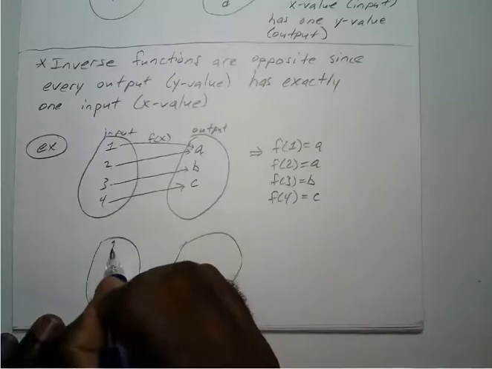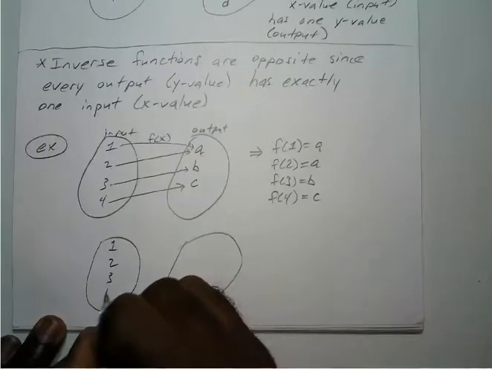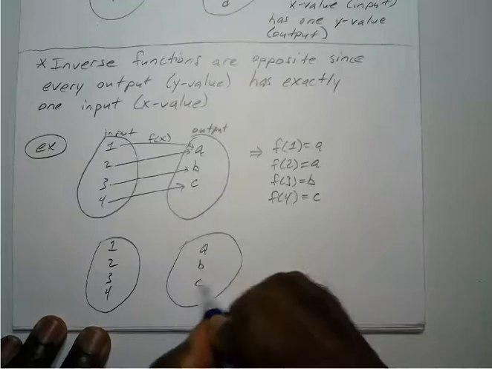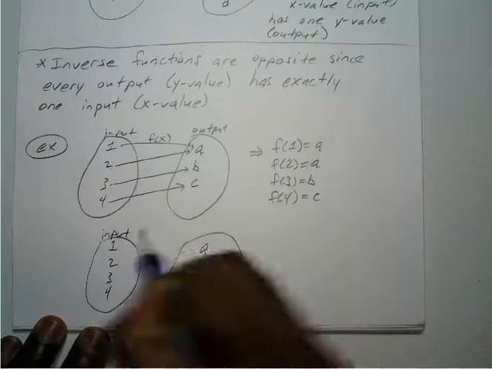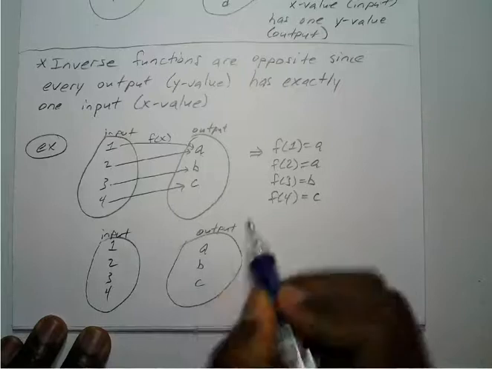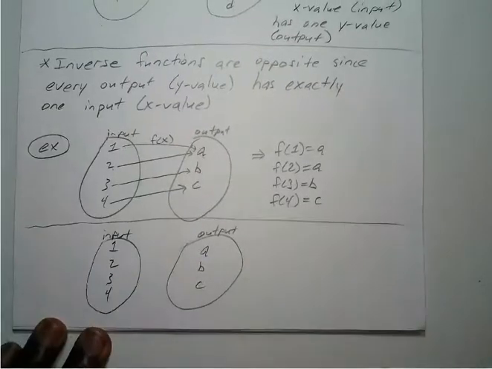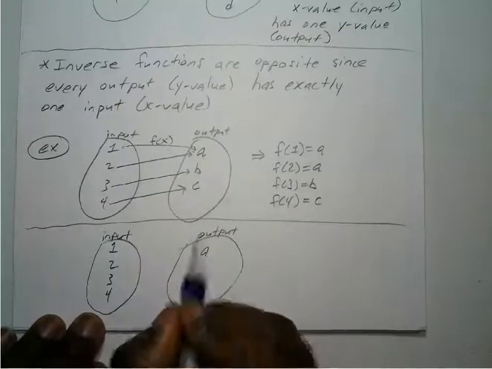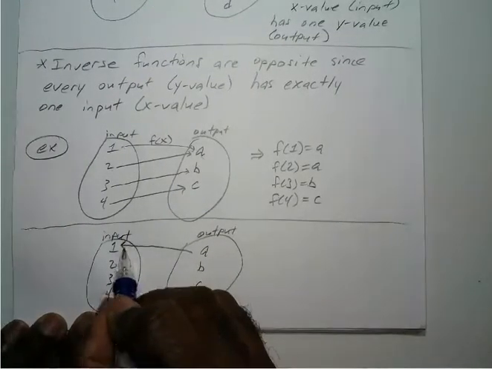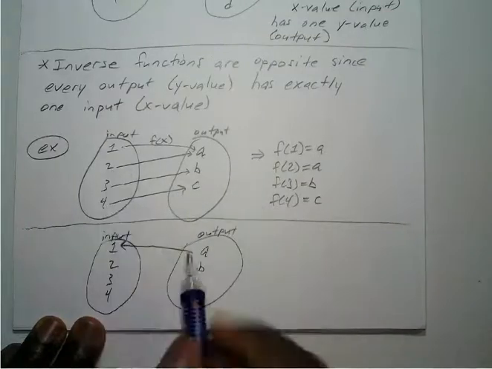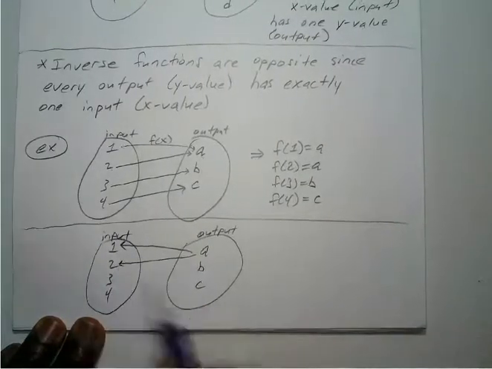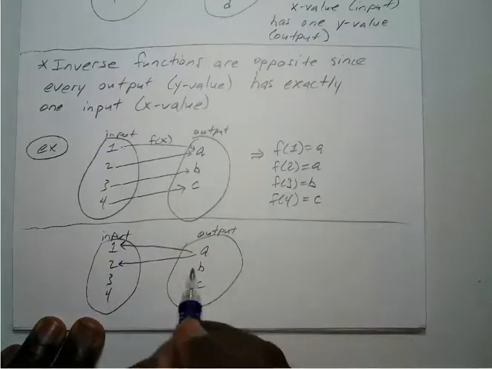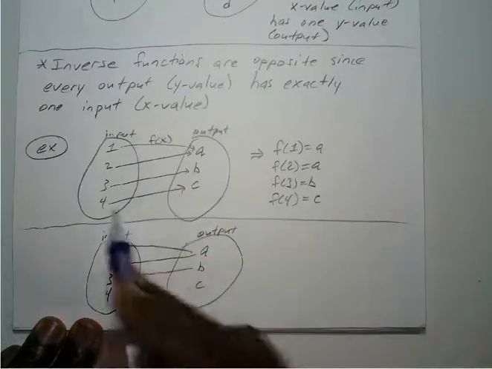Now, if you take those very same components, your A, B, and C as the input, and the numbers as the output, and you take those arrows and just reverse them, then A is going to go to 1, A is also going to go to 2, B is going to go to 3, and C is going to go to 4.